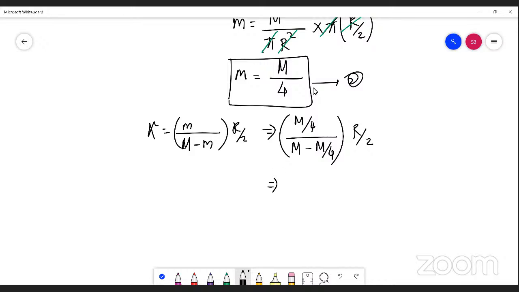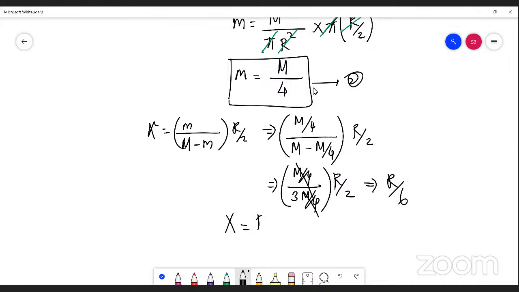So can cancel this M by 4. M minus M by 4 is 3M by 4. So M by 4 divided by 3 capital M divided by 4, into R by 2. So this M by 4 cancels out. You will have R by 6. So x is equal to R by 6.